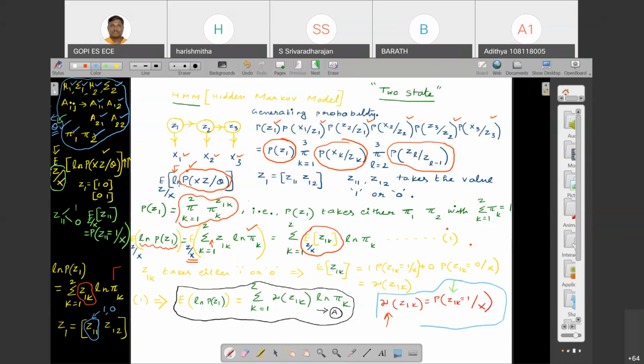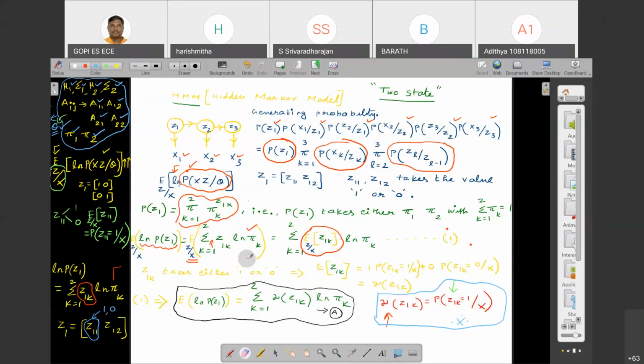Now what we really got is the first term. After taking this expectation, it becomes simply sigma k equal to 1 to 2, where 2 means the number of states, of gamma of z1k. Remember, gamma of z1k is equal to the probability of z1k equal to 1 given x. This is the important thing. Then ln pi k: you know what pi k is, pi 1 and pi 2. In this case k takes either 1 or 2. These two are the states, and we have only 2 states. So this is the first term we actually got.